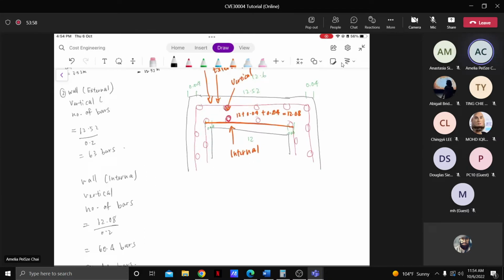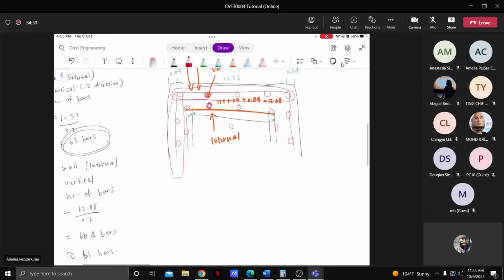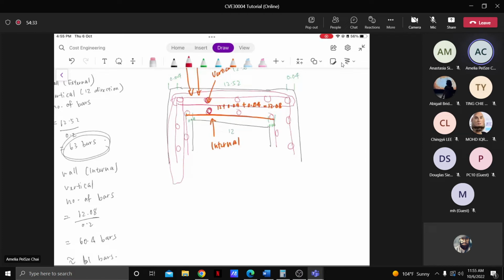Okay, this one is only for 12 meters direction. So you need to repeat it for the 3 meters direction. Again, this one here, you only calculate for this bar. So later on, you need to calculate for this bar. Same thing, just repeating it with 3 meters. So later you do yourself. Internal, external, vertical, you repeat with the 3 meter one.